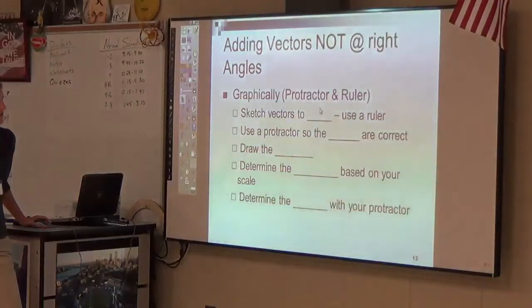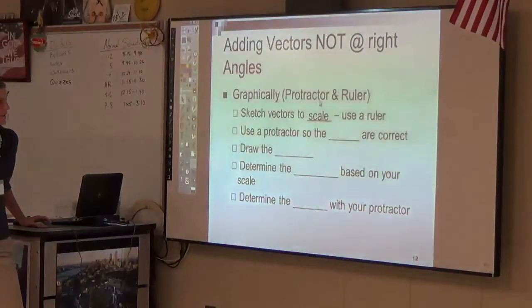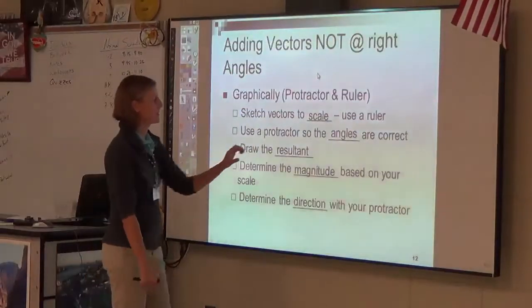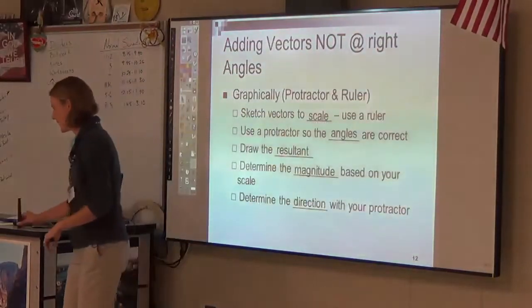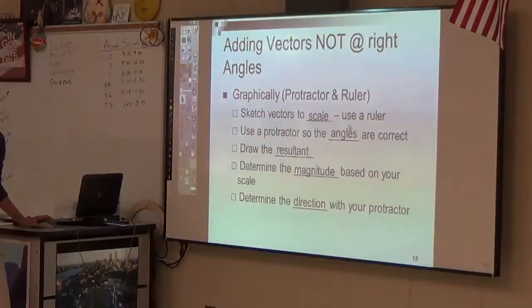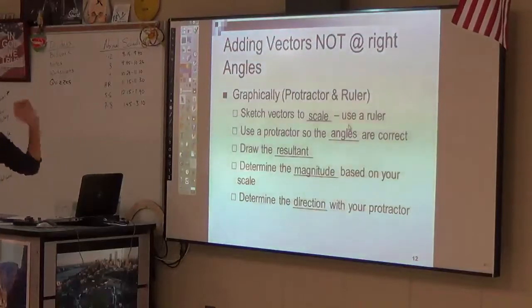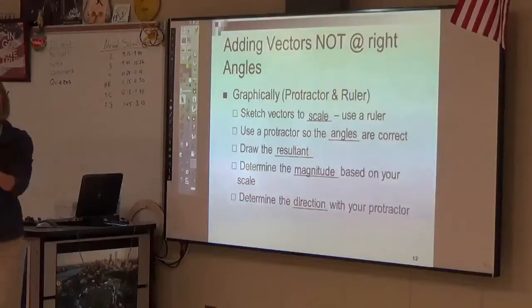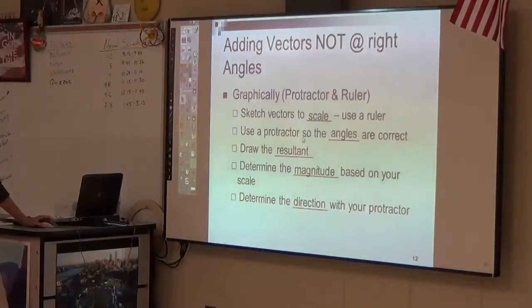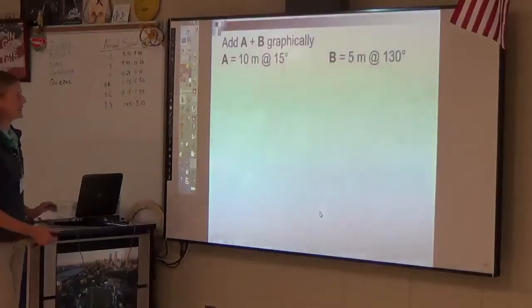So we're actually going to use a ruler and a protractor and sketch them to scale. So you write that, and I will pass out some rulers. Okay. So here are your steps real quick. We've got to come up with a scale, like 1 centimeter on my ruler equals 10 kilometers, depends on what you're doing. Use your protractor for the angles. Draw your resultant, again, tail of the first, head of the last. Determine the magnitude based on the scale, and use your protractor to find the ultimate direction.